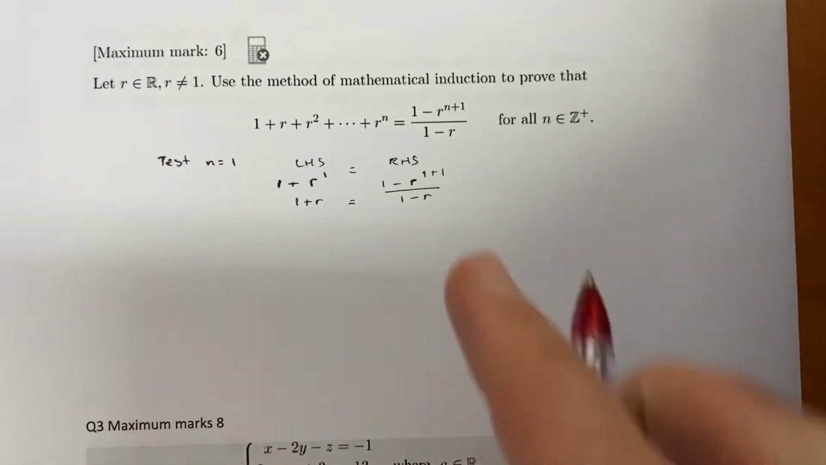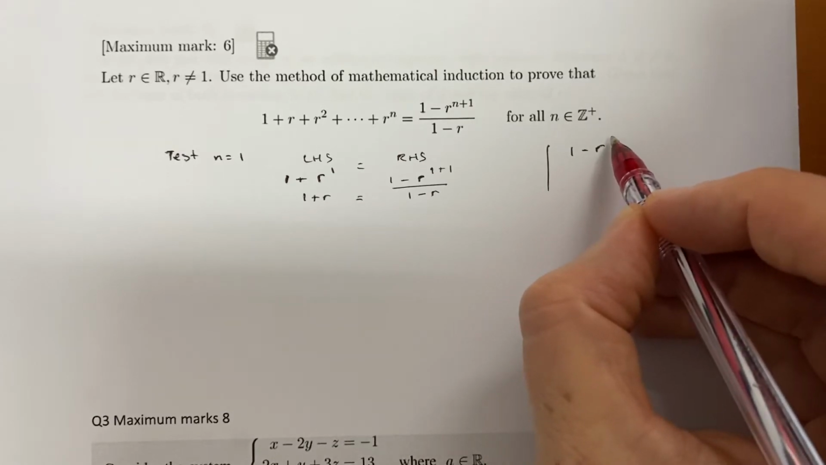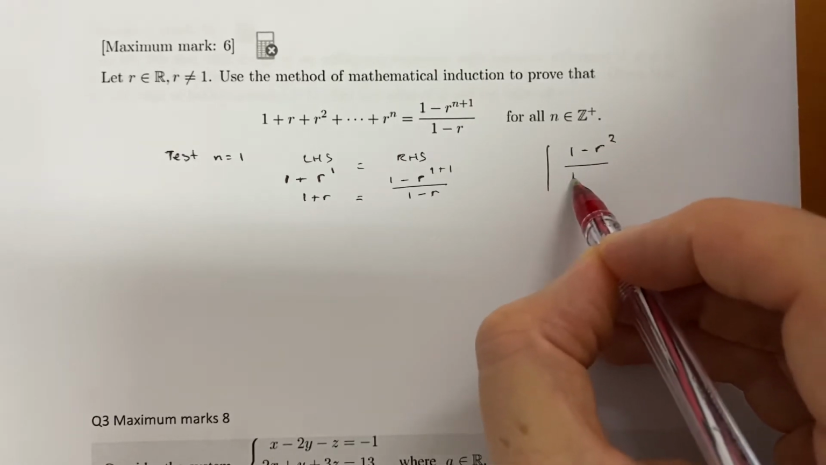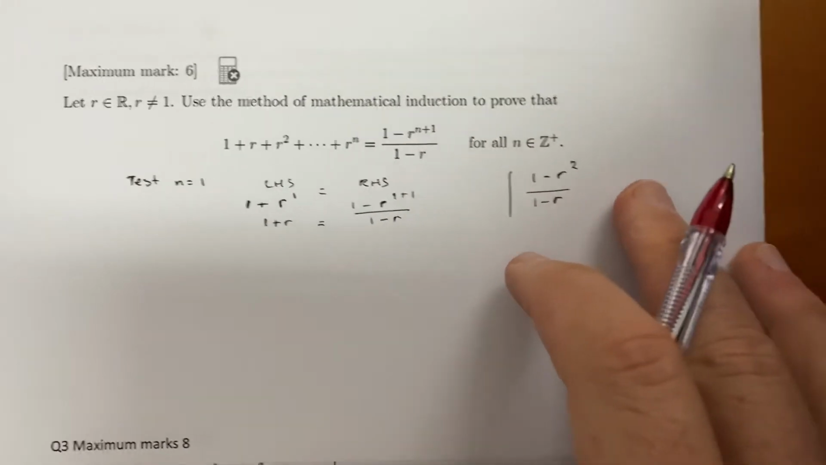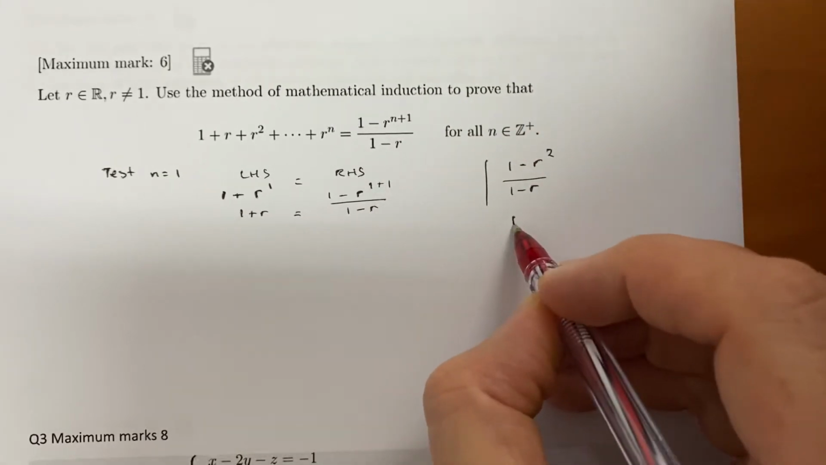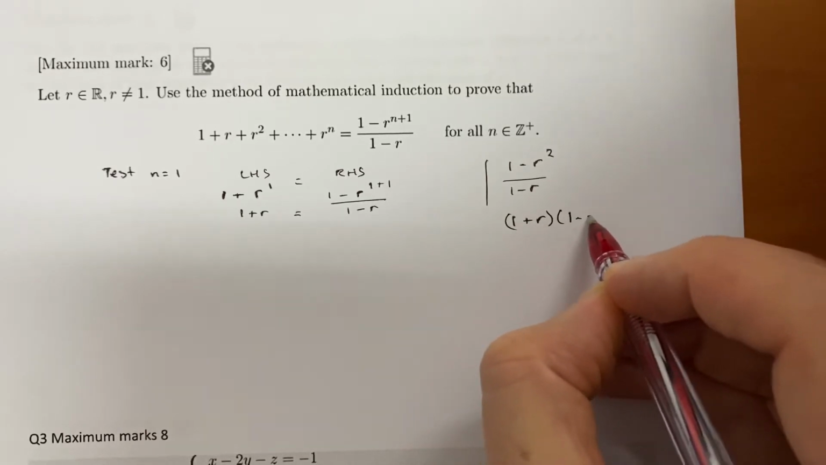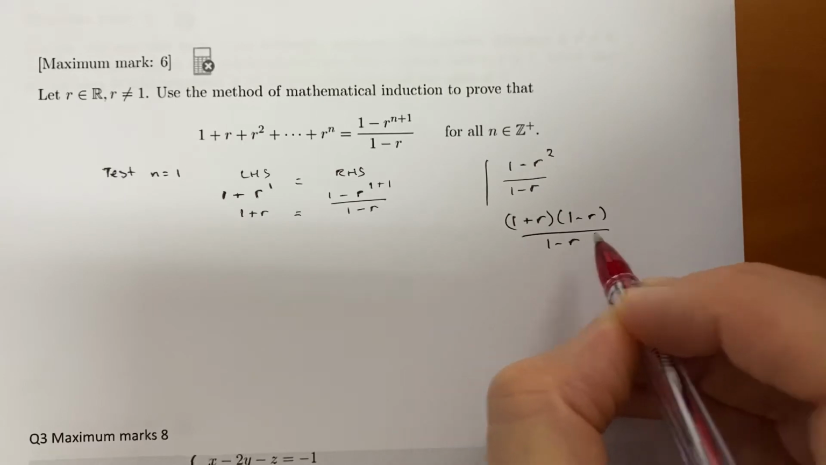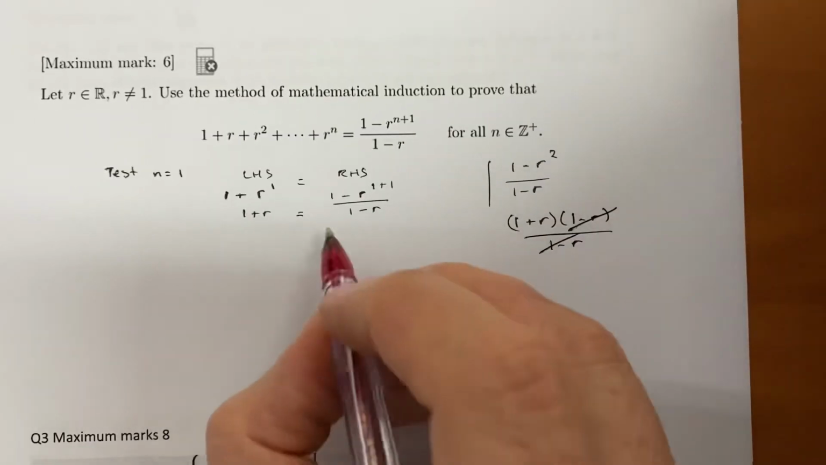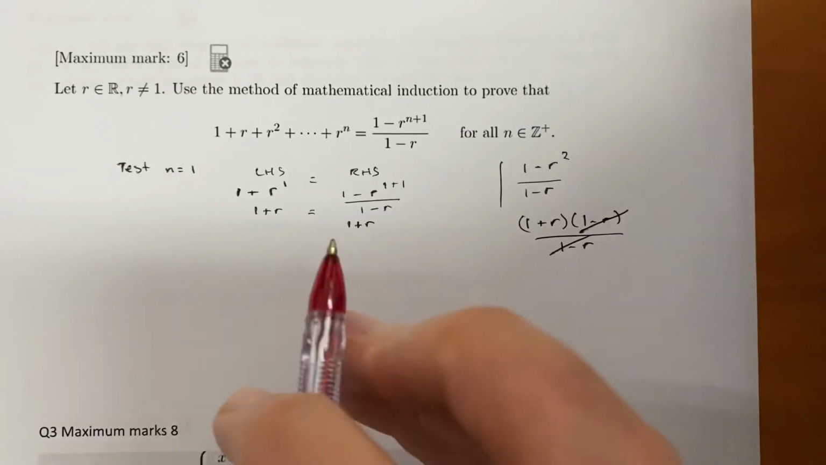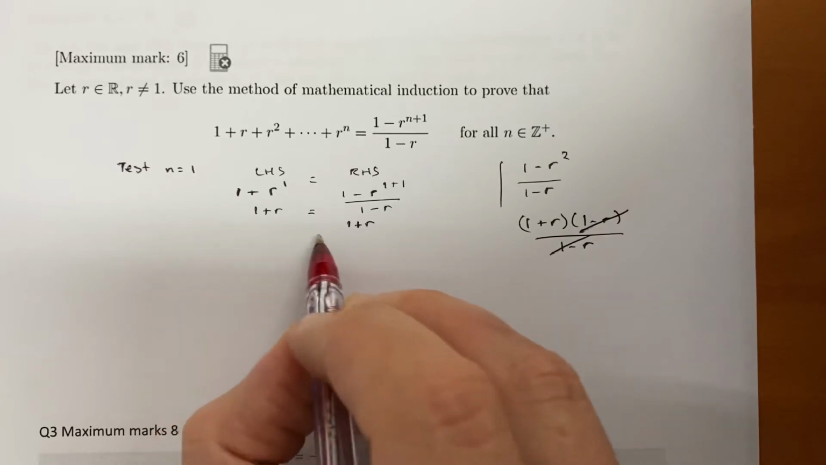Let's just take a little sidebar over here. 1 minus r squared over 1 minus r. 1 minus r squared, well, that's the difference of two squares, and that's crucial to be able to notice this at the start. That's (1 plus r)(1 minus r) all over 1 minus r. So difference of two squares on top here, and that is how we get the first step. So not a very obvious first step, but it does work, so hence it holds for n equal to 1.